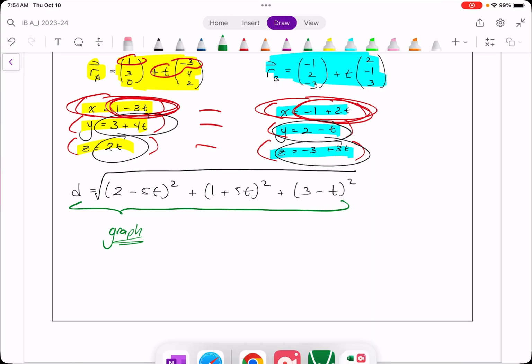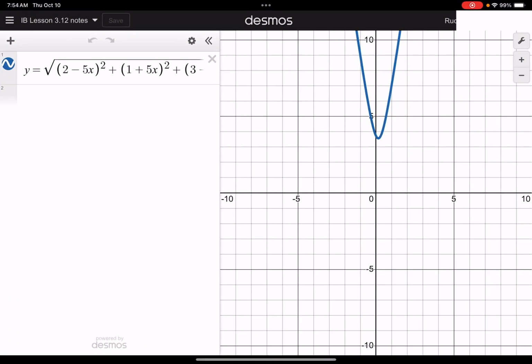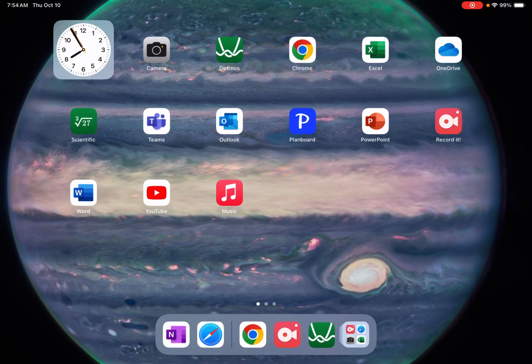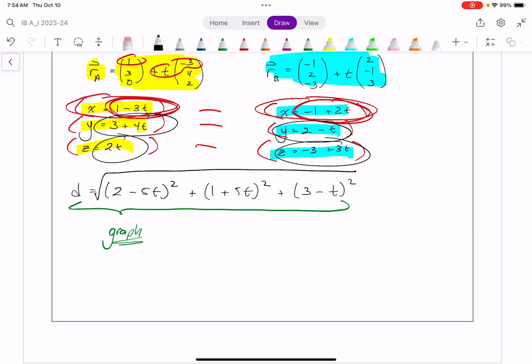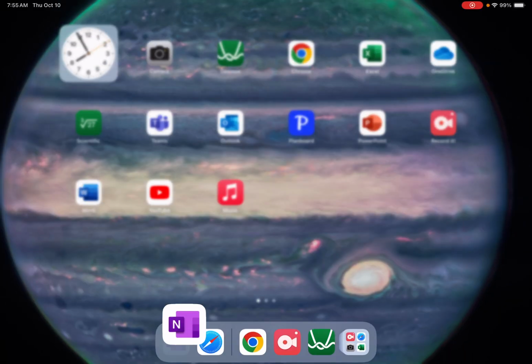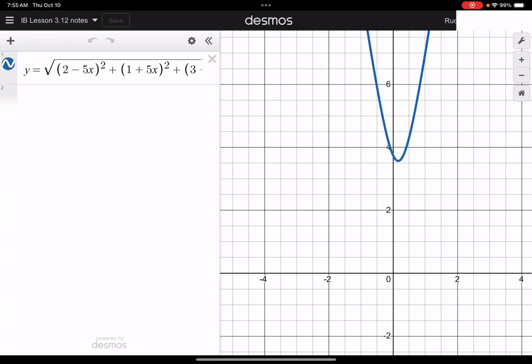I'll go to Desmos here. And here's the graph, which I can see right away, these two objects do not collide. The distance between them never reaches 0. And so I can now say they do not collide. So when are they closest? Well, they're closest when the distance is closest to 0, which is this minimum right here. And so that's when these two objects are the closest.